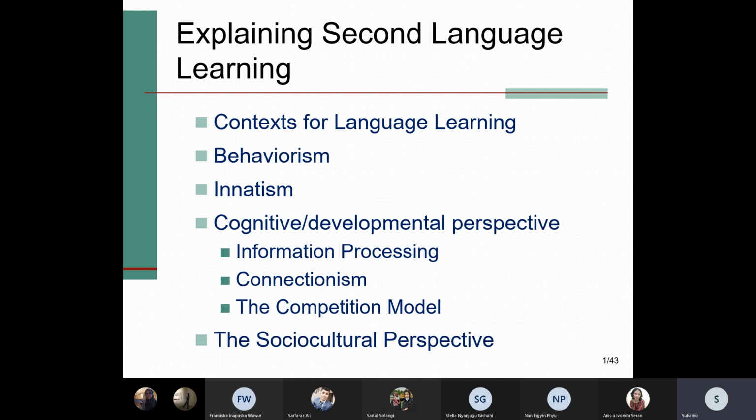So group 1 will be Erwina and Luffy Hakim, dealing with chapter 1, that is learning and teaching, on the 28th of February. Then week 4, chapter 2, first language acquisition, by Anicia Ifunda and Francisca Inapasca. Week 5.